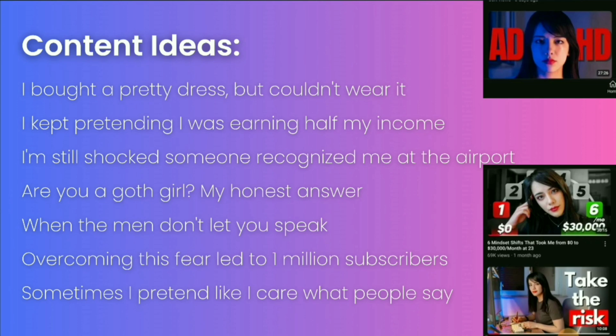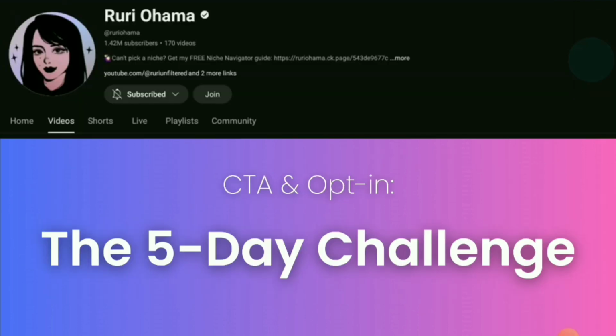And then, this is another one that is also empowering, especially for women, which is, "Sometimes I pretend I care what people say," which is a very interesting title that I think would perform well, and also builds into that message of helping people overcome the fear of standing out. And those are the content ideas.